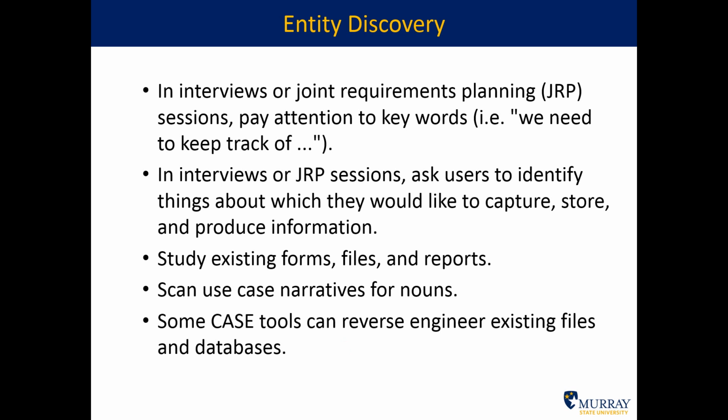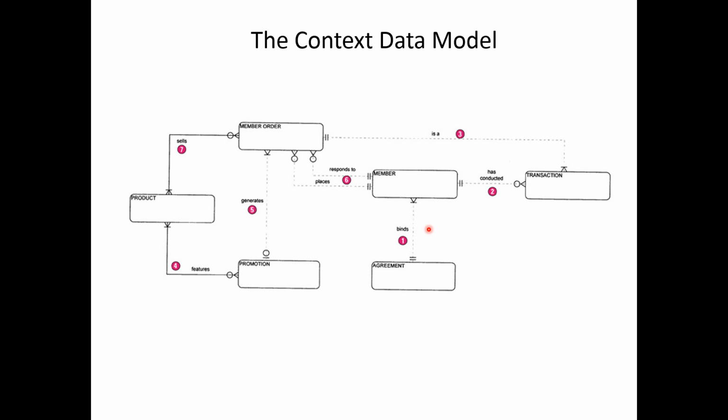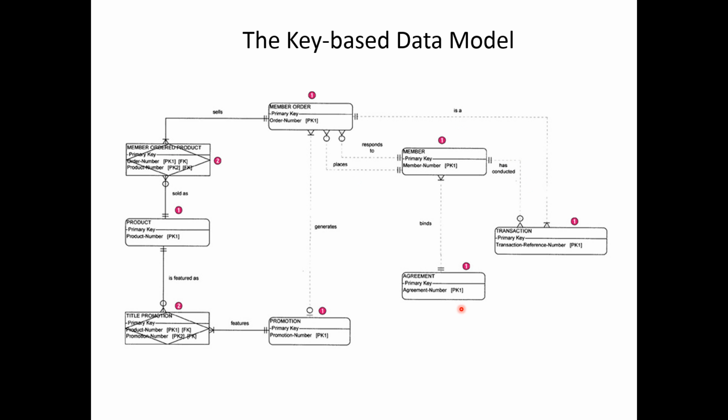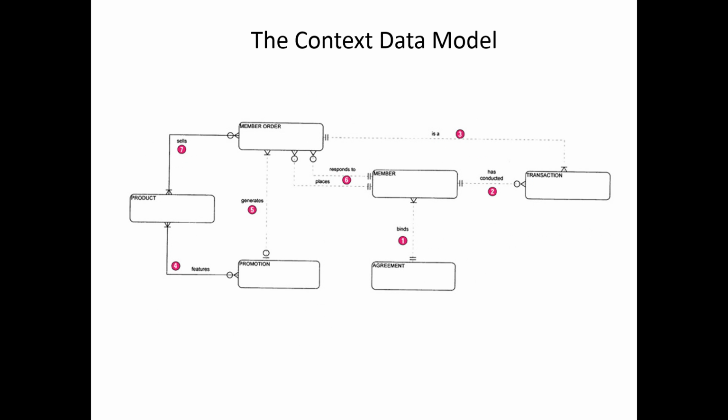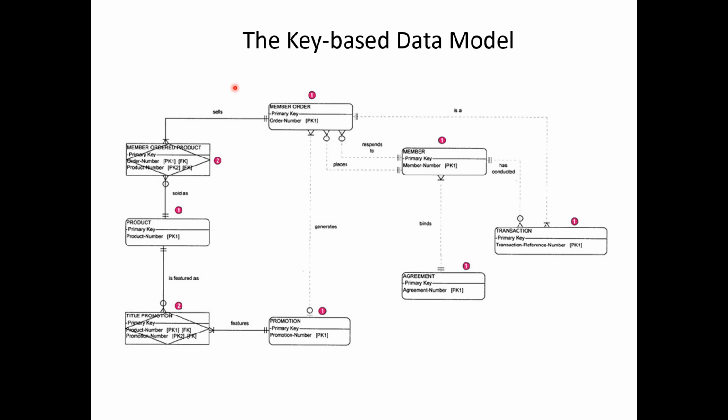So let's talk more about the first step, which is creating a context data model. So a context data model would look something like this. You just have entities and also relationships among those entities. So this is like a rough sketch that helps you establish the scope of the entire database. Now, the key-based data model means that once you have this context model, you start adding primary and foreign keys into appropriate entities. So this entity contains keys only.